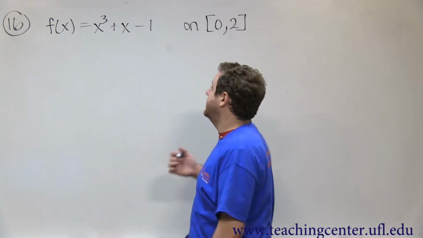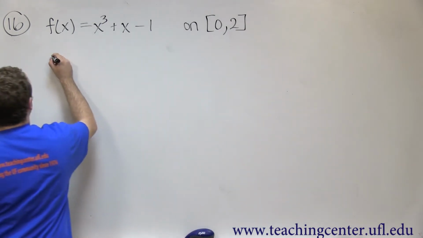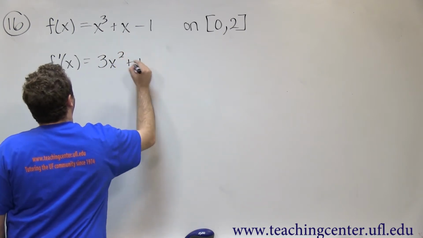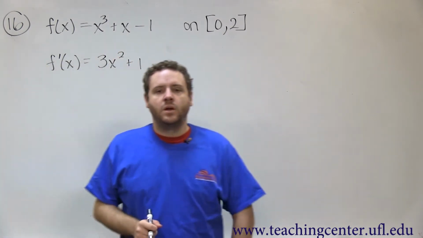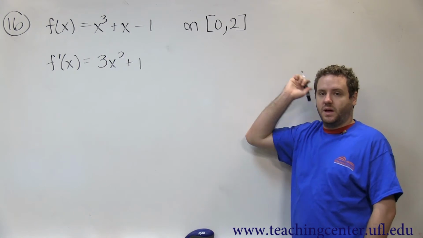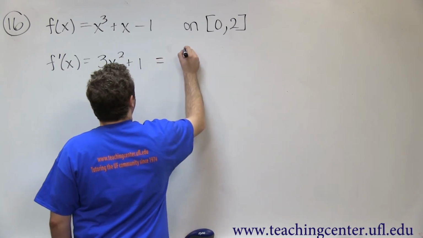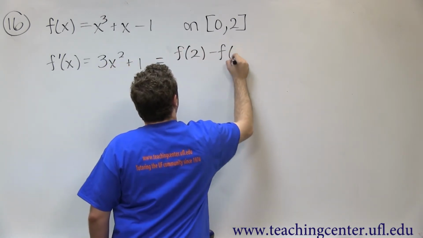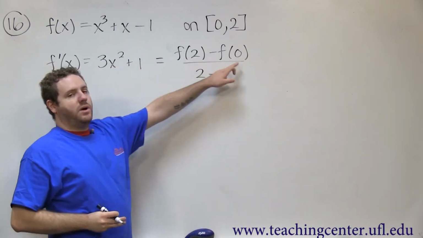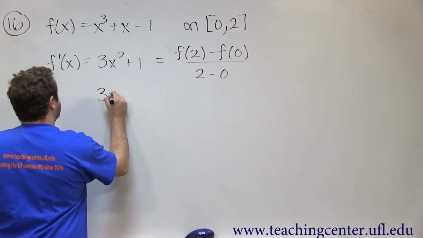So what we're going to do is take the derivative and set it equal to the slope that we get by using these 2 points. So the derivative here is going to be 3x squared plus 1 by just using our power rule. So that derivative has to be equal to the slope that we would get by using 0 and 2 as endpoints of a line from this function. So we're going to set this equal to f of 2 minus f of 0 over 2 minus 0. So that's y2 minus y1 over x2 minus x1. So that's the slope.